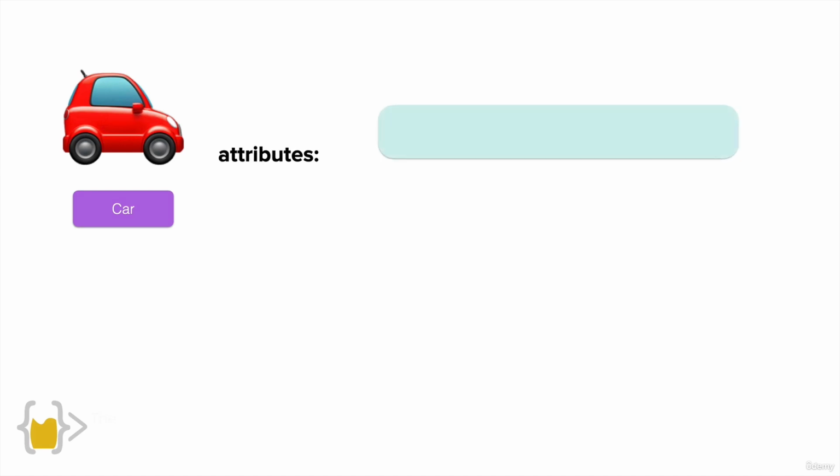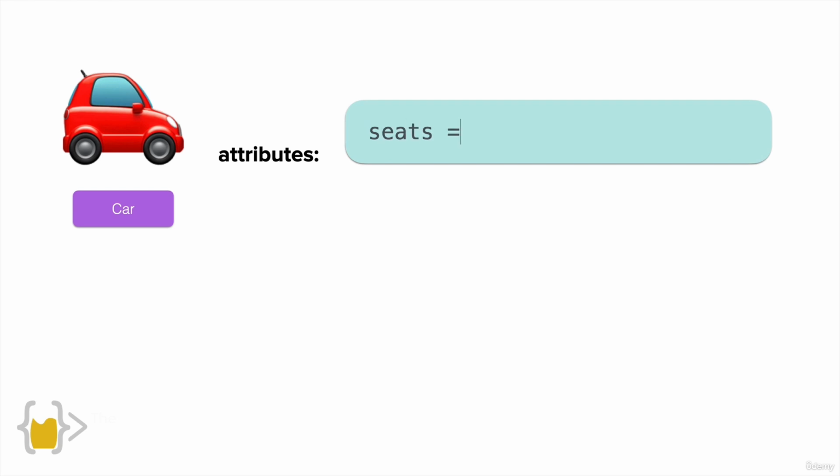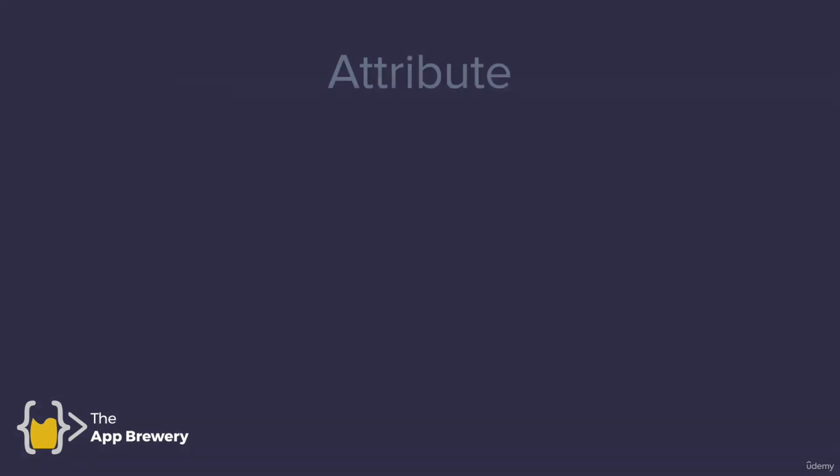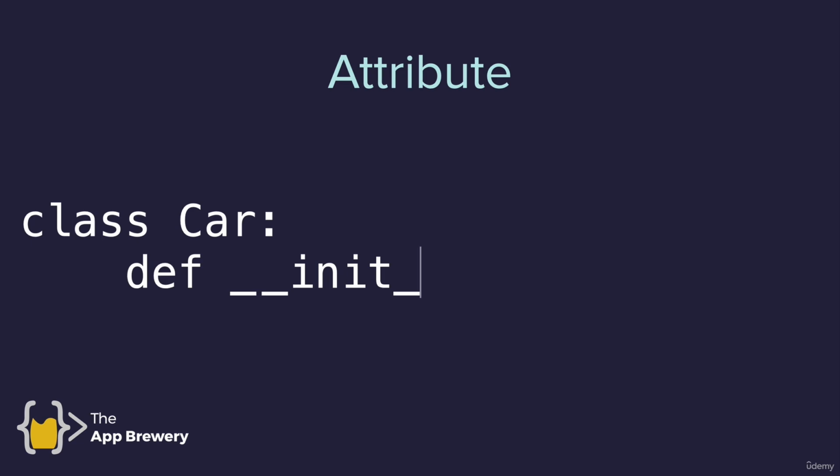And they're basically just variables that are associated with the final object. So for example, if you're constructing a car object, then one of those attributes could be the number of seats it has. And normally that's equal to 5. So how do we set these attributes in the constructor?